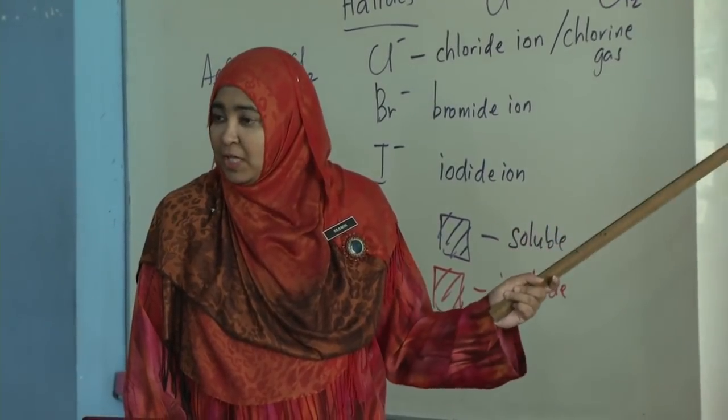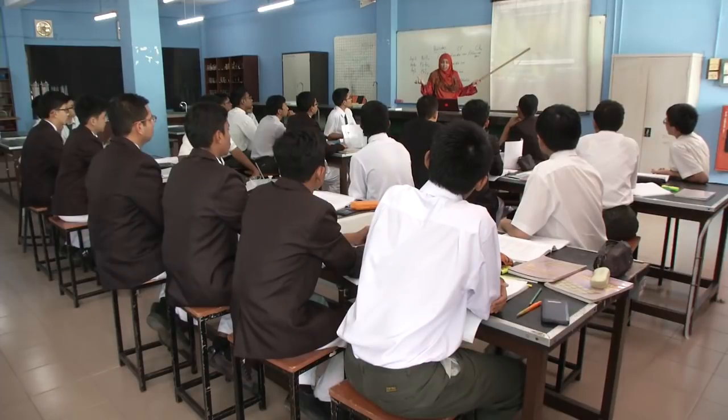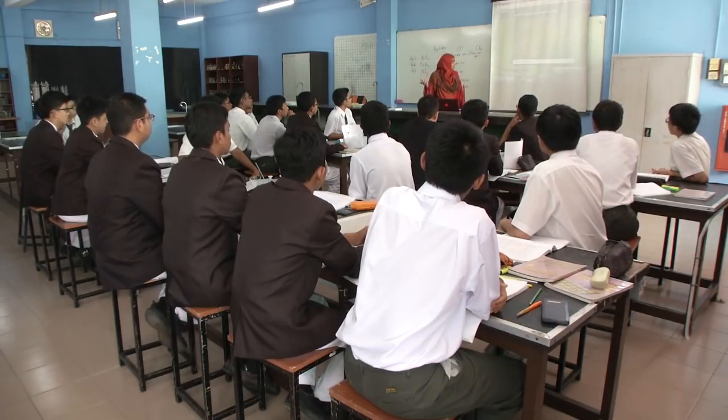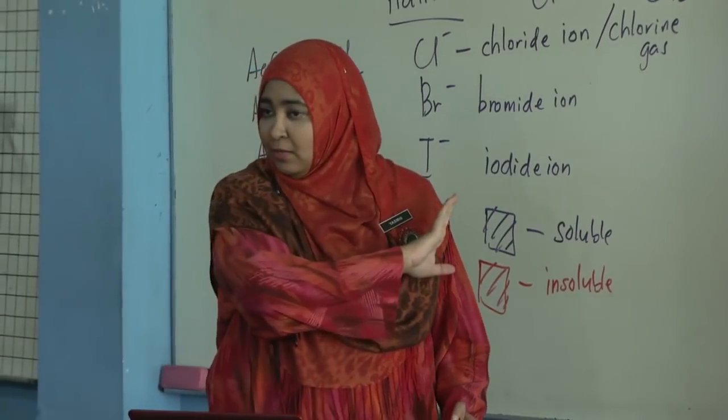But the color of the precipitate depends on the cations. If the cation is from a transition metal, then it will be colored. If it's not, then it's white. Okay, until here, clear? Yes.